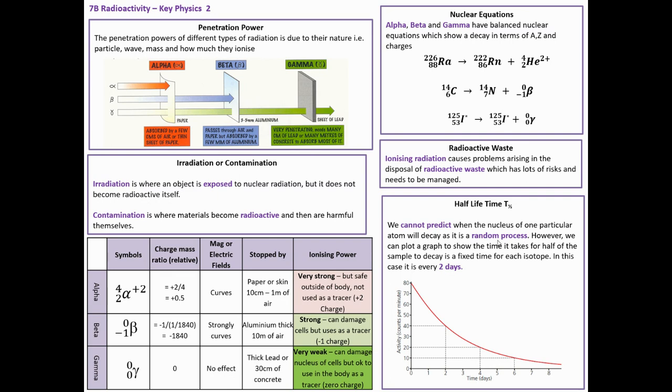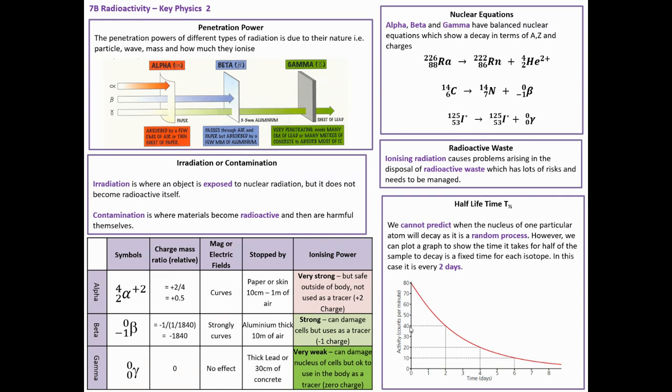It's a random process. However, we can plot a graph to show the time it takes for half the sample to decay is a fixed time for each isotope. And in this case, it's every 2 days. So we start off with 80 counts. So that's not the number of atoms. This is just activity. So 80 atoms or nuclei are decaying.